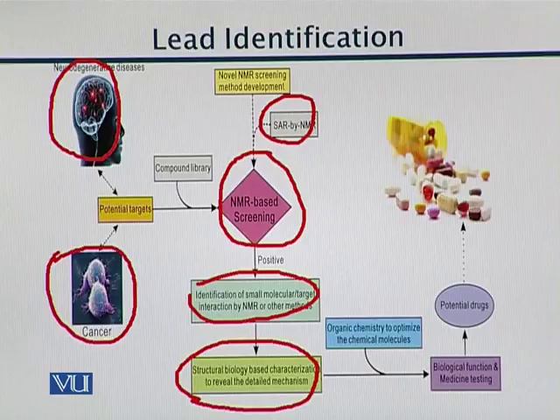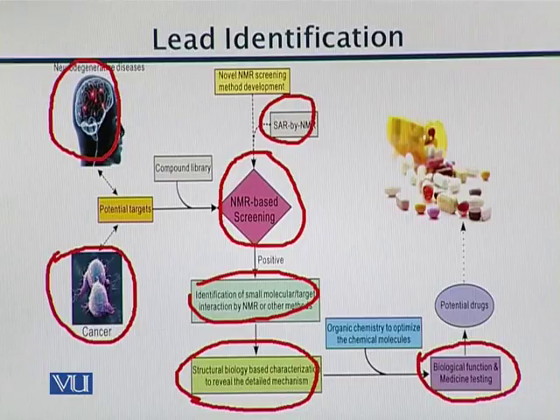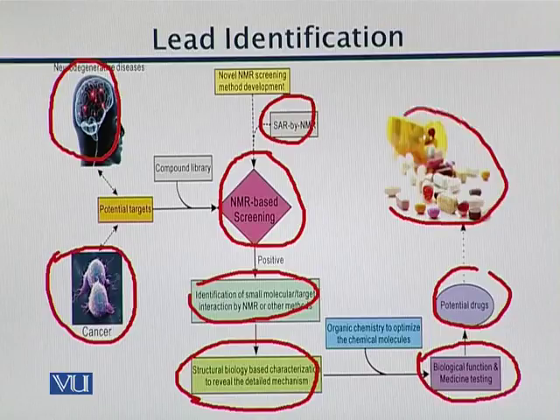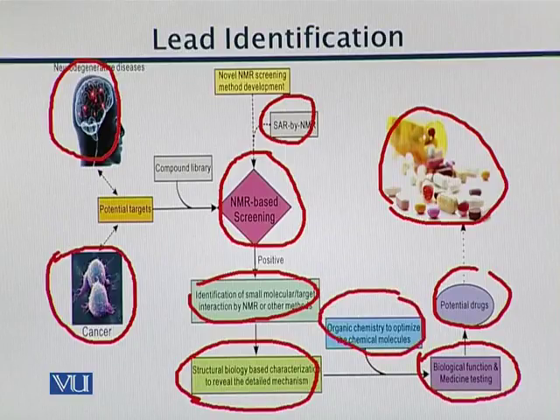Similarly, moving on from here, we move to biological function and medicine testing, and after this we can make potential drugs which can go to the distribution market also. In this case, another thing which is helping this cycle is organic chemistry, which helps us optimize the chemical molecules which are being used during this drug discovery part.